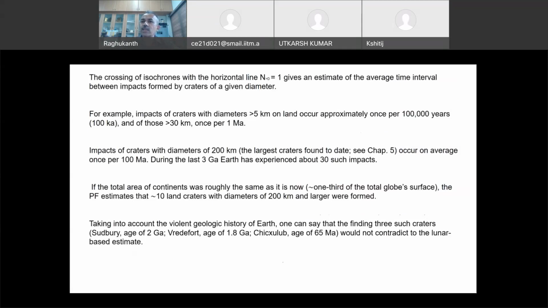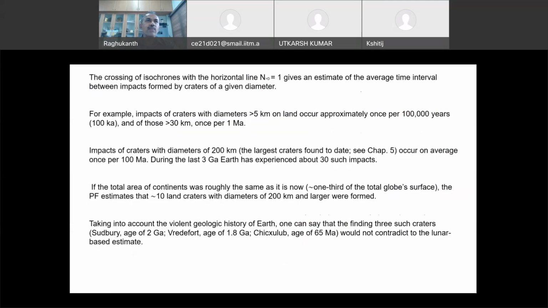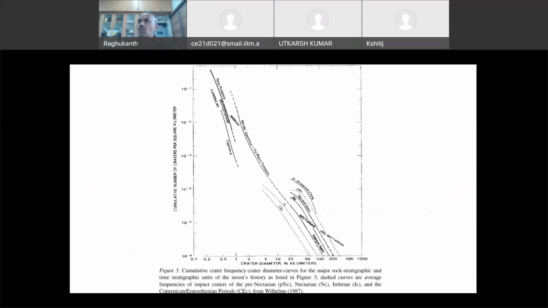So the Chicxulub crater, at 65 million years, occurs somewhere there. It also matches nicely with what you derive from the Moon; it agrees nicely with these datasets. And now coming to the Moon craters, that is the geological age of the Moon. So for the Moon, we have to understand the geological age.